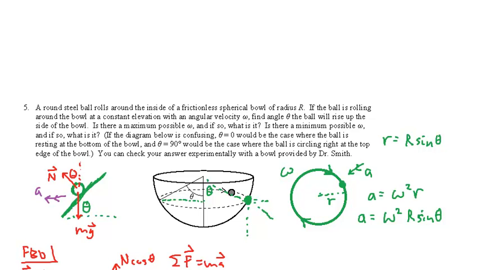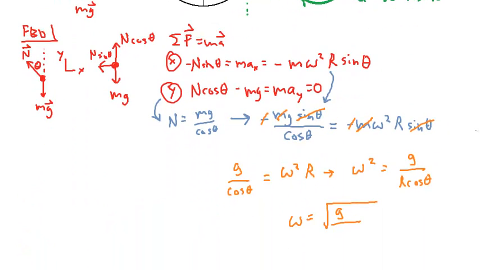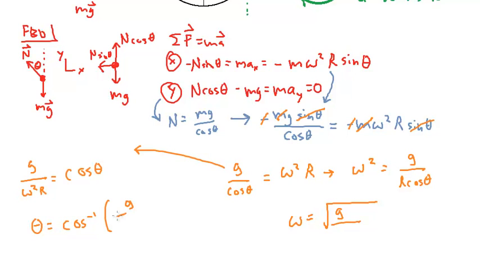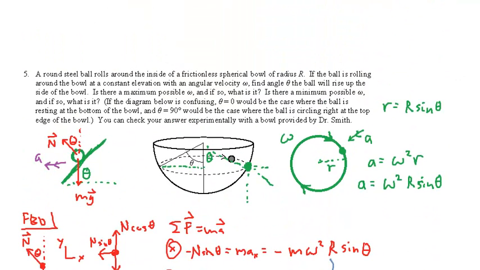First of all, we can cancel sine theta, we can cancel the m, and cancel the negative signs. So what we get now is g over cosine theta equals omega squared r. And that gives us omega squared equals g over r cos theta. So omega is the square root of g over, oh wait, hold on.